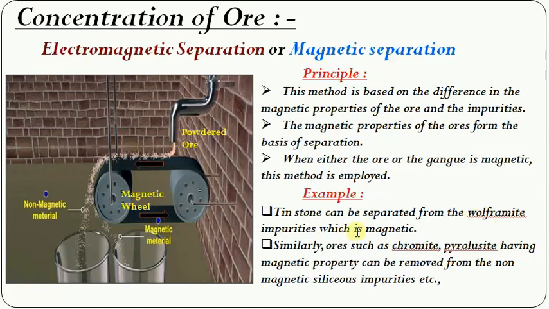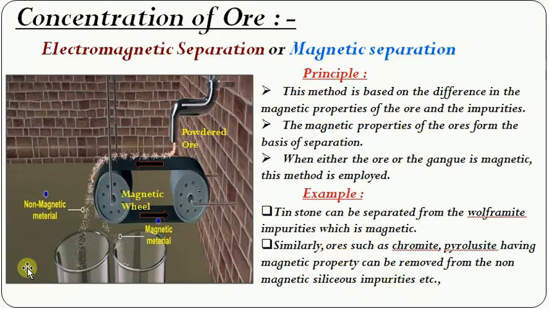The wolframate is a magnetic particle. Tin stone is the ore, whereas wolframate is an impurity, or as we call it, gangue. Here, the gangue is magnetic, and the tin stone is non-magnetic. Whereas other ores such as chromite and pyrolusite, having magnetic property, can be removed from non-magnetic substances like siliceous impurities. Siliceous impurity means a compound based on silicon, which is generally non-magnetic.